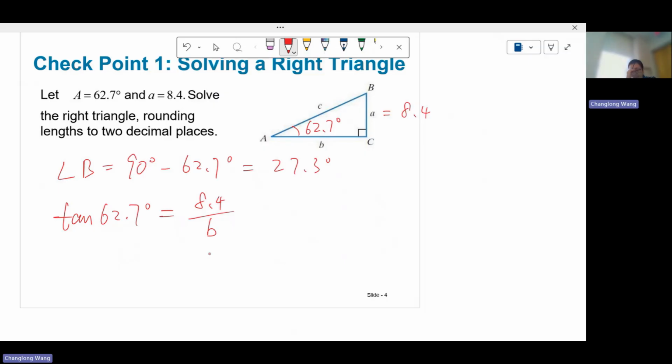Now I know that sometimes people might mess up the order of a division. If you want to be safe, put tangent over 1, then do cross multiplication, right? So you're going to get B times tangent 62.7 equals 8.4.